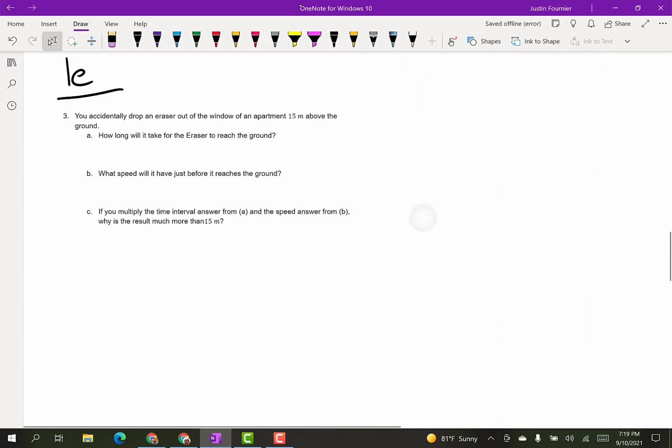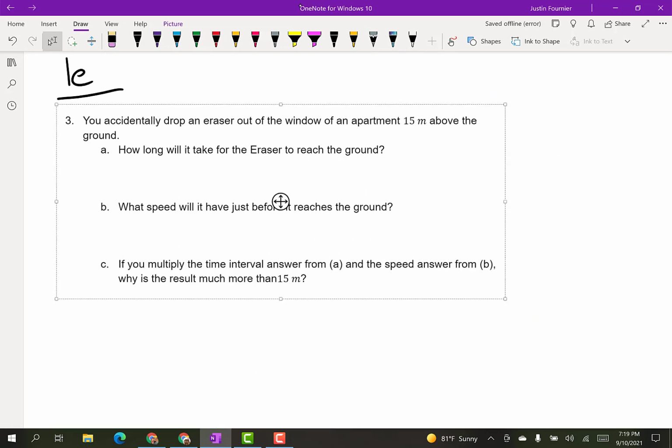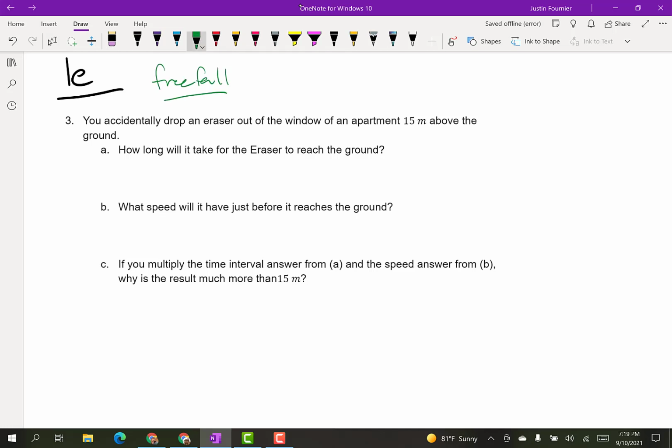All right, moving right along. Now we're going to part E here. Multi-parter here. This is all on free fall. So it says you accidentally drop an eraser out of a window in an apartment 15 meters above the ground. How long will it take for the eraser to reach the ground? Well, I'm going to draw a diagram.